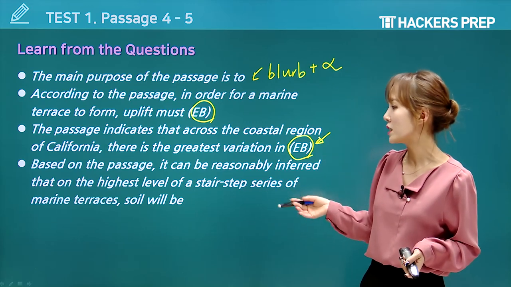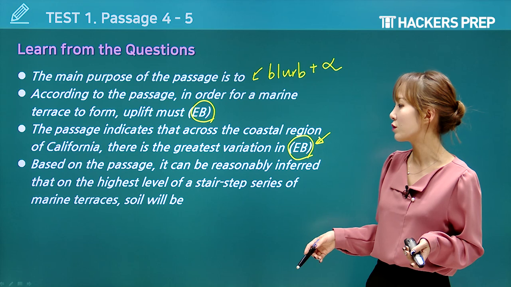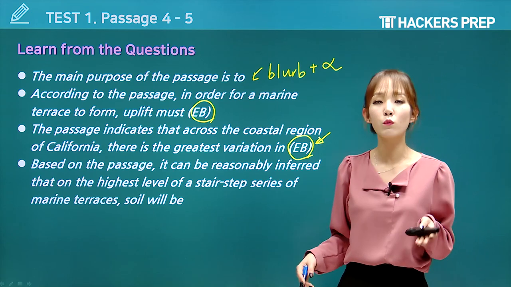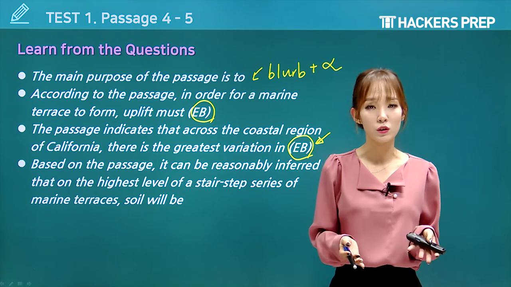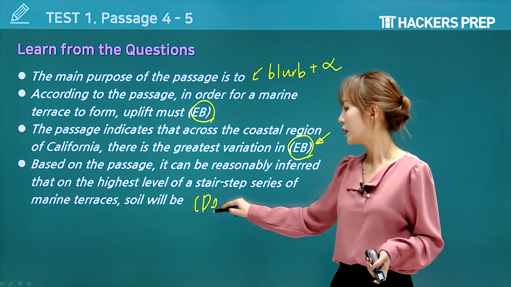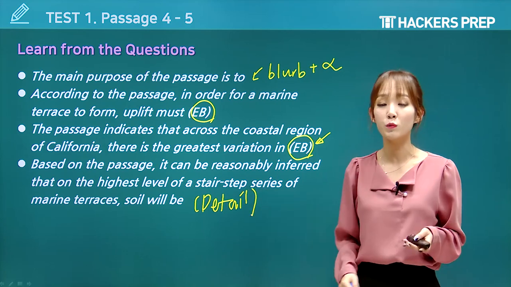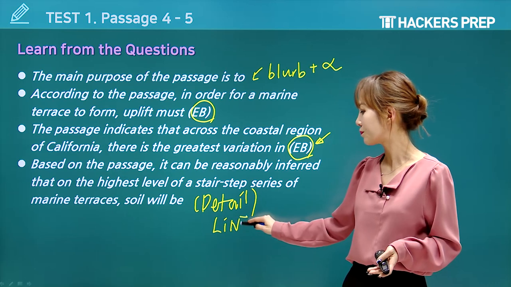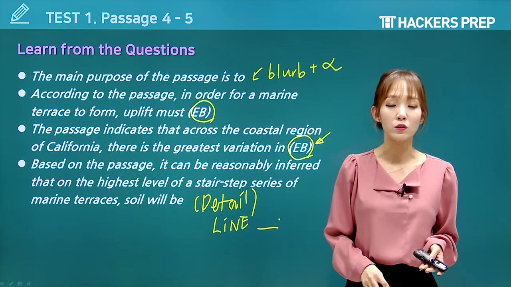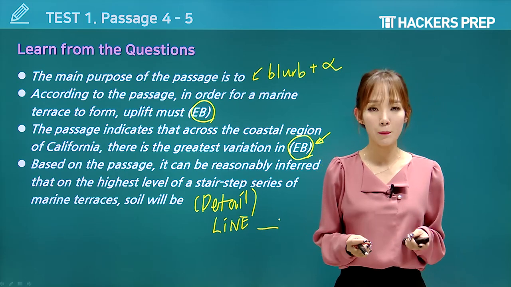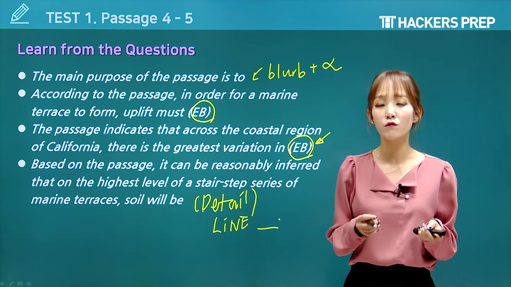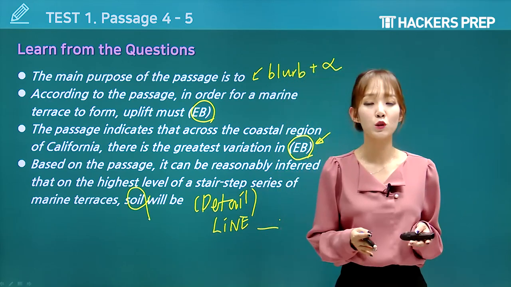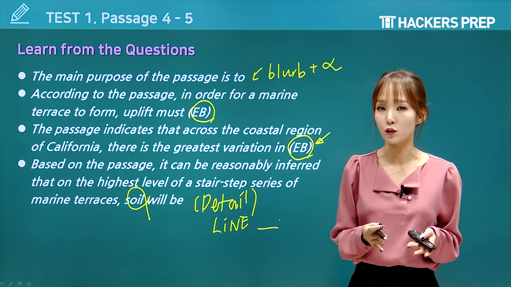The next question, based on the passage, it can be reasonably inferred that on the highest level of the stair-step series of a marine terrace, soil will be, and then you have your answer choices. Now this one is definitely a detailed question, which means what? Yes, which means you have to pinpoint a single line to solve this question. So what are you going to do? While you're skimming through your passage, you're going to look for parts or mark parts that contain the word soil and come back to it later to narrow down your search.